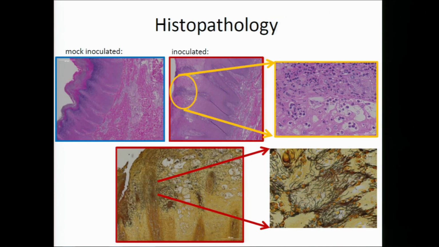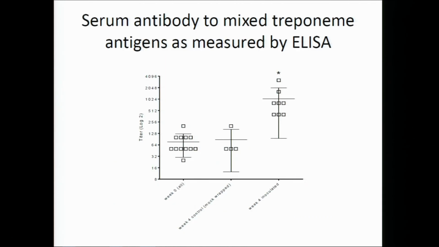We have performed histopathology. It's very clear that there is some inflammation, primarily neutrophils. We see ballooning keratinocytes, and when we do silver stain for the presence of spirochetes, you can see that multiple spirochetes are present, and it's quite invasive into the tissue.